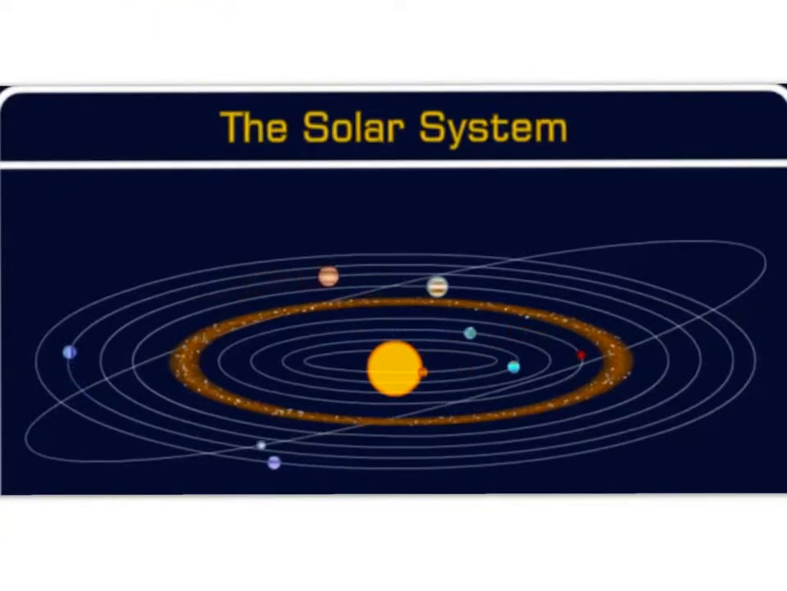So this is an animation of our solar system. I don't want you to really pay attention to the movement of the planets, but I want you to pay attention to the light or white path of the planet's orbit. All right. Notice what shape the orbits are of all of the planets.